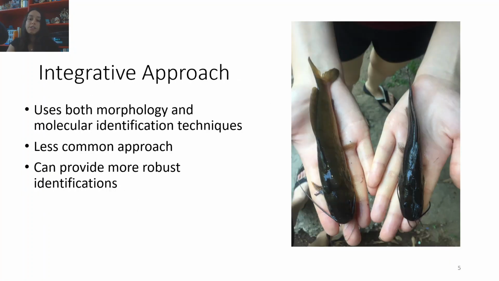So because of this, an integrative approach has been used previously, and this integrative approach uses both morphology and molecular identification techniques. However, it is less common, but by utilizing both, we can help to address some of the issues associated with morphology and DNA barcoding, and in the end, provide more robust identifications.